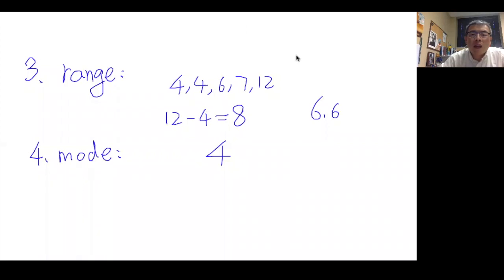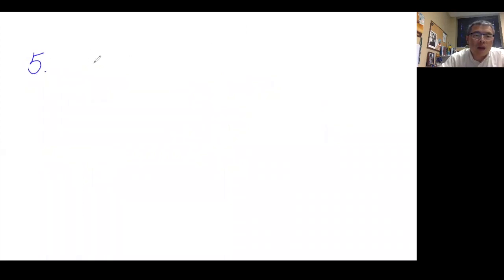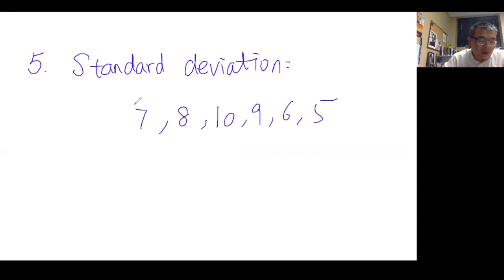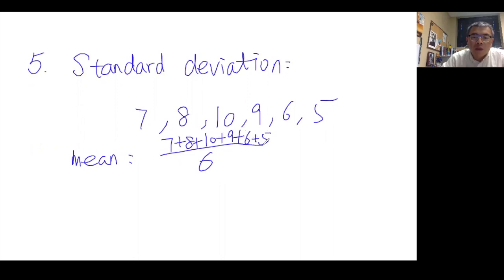Next, let's talk about another very useful number, standard deviation. So what does that mean? Again, let me look at a specific data set. Let's say you have this data set: 7, 8, 10, 9, 6, and 5. We have 6 numbers here. Now you can easily calculate the mean of this data set by adding those numbers together and dividing by 6. If you do the calculation, you get 7.5. That's the mean of the data set.